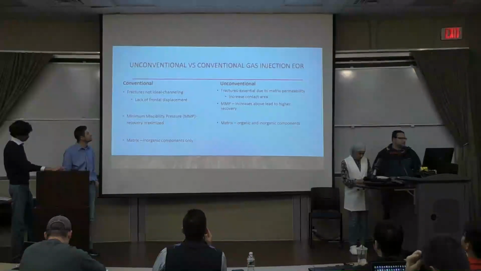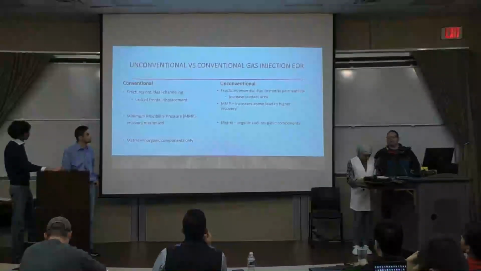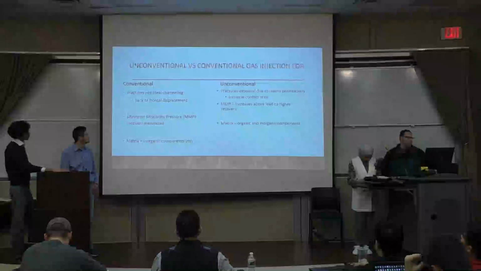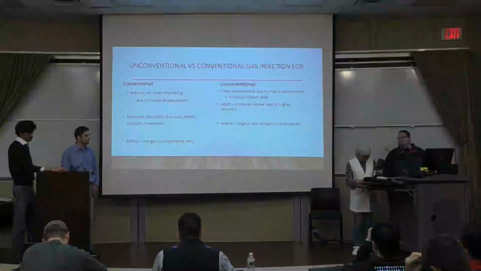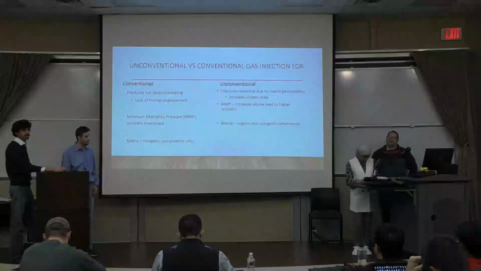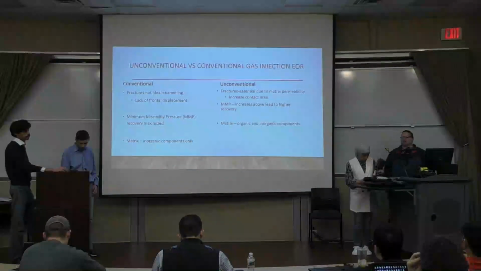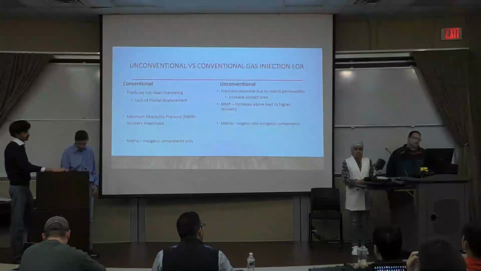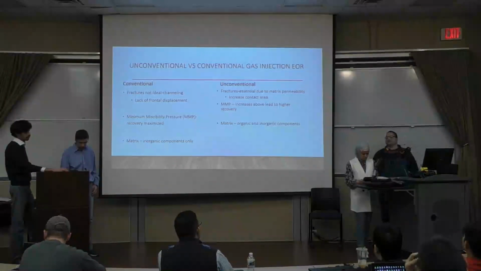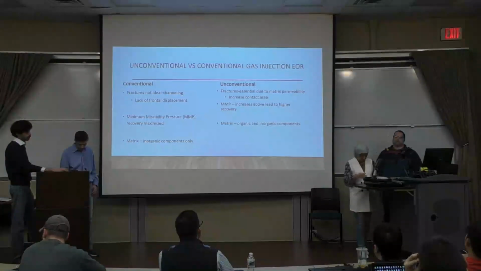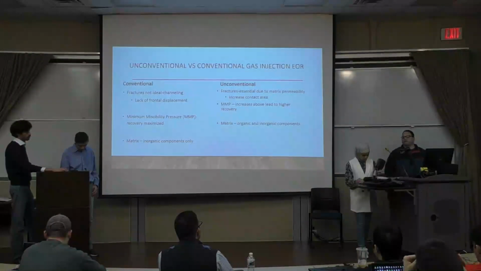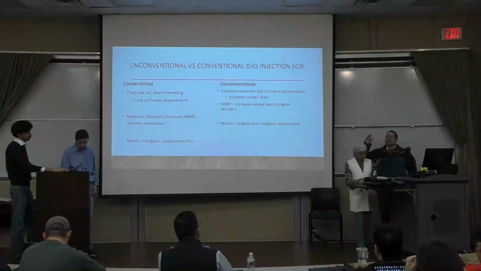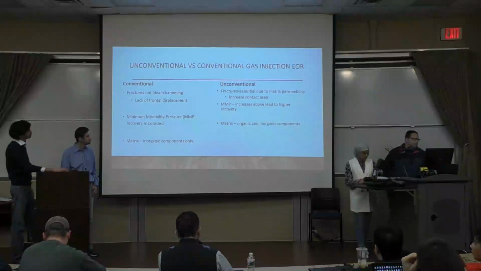Minimum miscibility pressure, we'll discuss that in detail in a minute, but in terms of conventional, recovery is maximized at this point, so we have to reach minimum miscibility pressure, which is basically the pressure at which the gas and oil become miscible. The difference in unconventional is as we go above that, we can exponentially increase our recovery, and we can get 2-3 times recovery as we go above MMP.